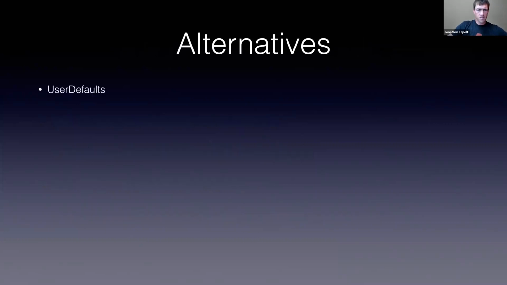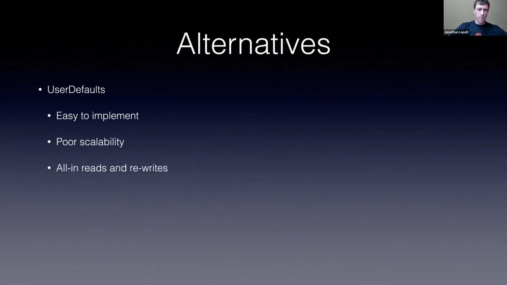Just a couple of alternatives. User defaults is kind of the go-to for persistence in your app. It's really easy to implement. It scales decently well, but not super great. You have all-in reads and writes, meaning if you have a list of something, you have to read the entire list into memory. And if you want to modify something in the list, you have to read the whole list, modify just that object, and then rewrite the entire list back out to user defaults. That's not ideal if you're starting to deal with large data sets.